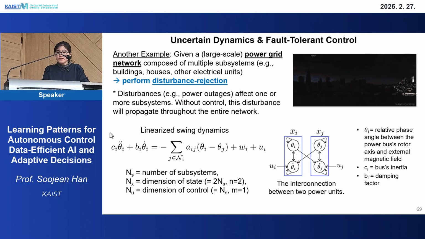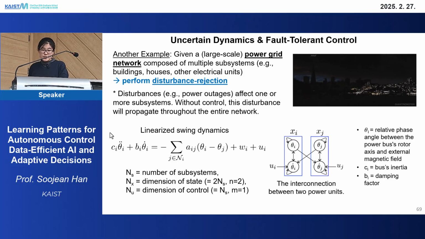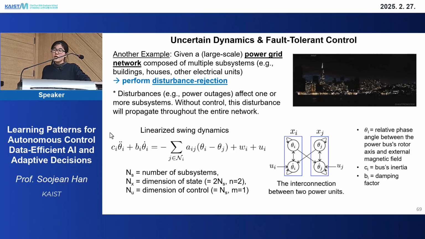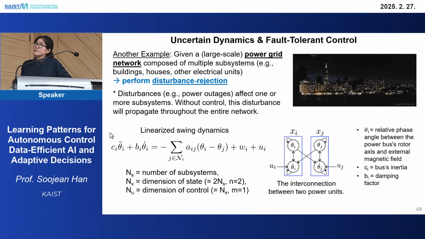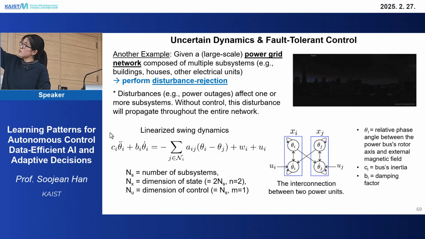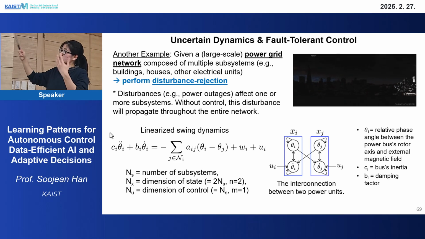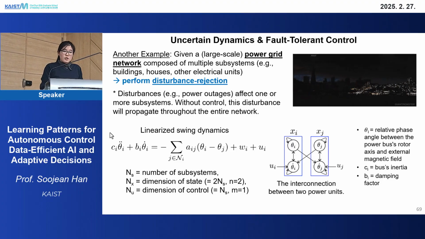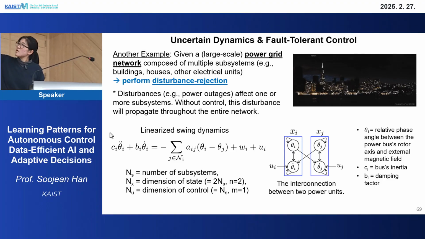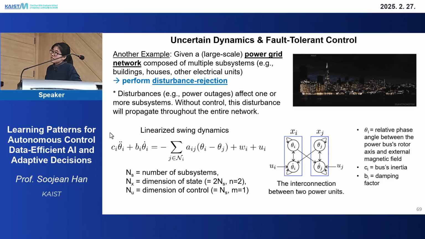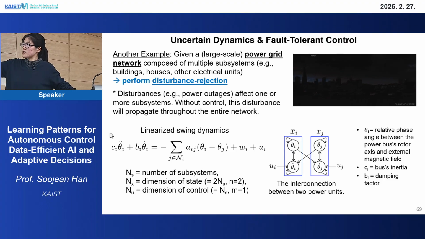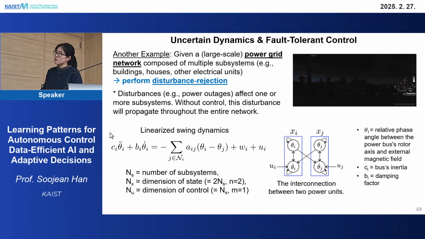Okay, so another example is power grid fault tolerance. In large-scale power grid dynamics composed of multiple subsystems like buildings, houses, and other electrical units, we want to perform disturbance rejection so that these kinds of cascading failures do not occur. If there's a power outage in building 1, we don't want it to propagate over to building 2, 3, 4, etc. Without control, this kind of catastrophic failure happens. And just to be a bit more concrete about the types of models that we're looking at, this is the linearized swing dynamics for the power grid model that is commonly used.